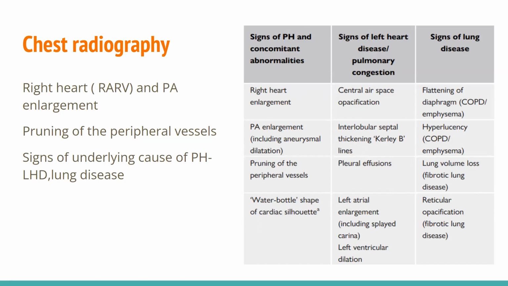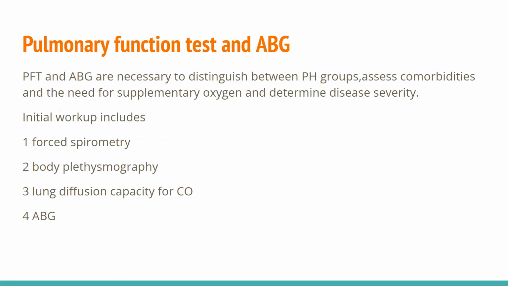And if it is a lung disease, flattening of the diaphragm because of emphysema is also seen, hyperlucency of the lung, and reticular opacification. PFT and ABG. This helps us to distinguish between the PH groups, assess the comorbidities and need of O2 support for these patients, and determine the disease severity. So the initial workup of the pulmonary function test and the ABG basically includes forced spirometry, body plethysmography, lung diffusion capacity for carbon monoxide, and ABG.